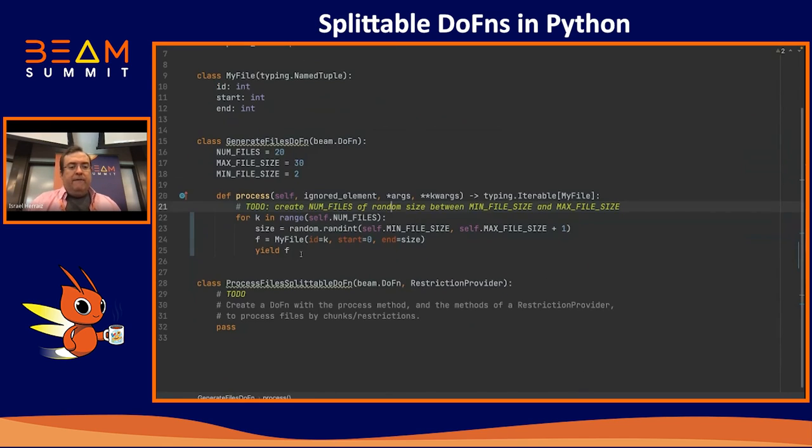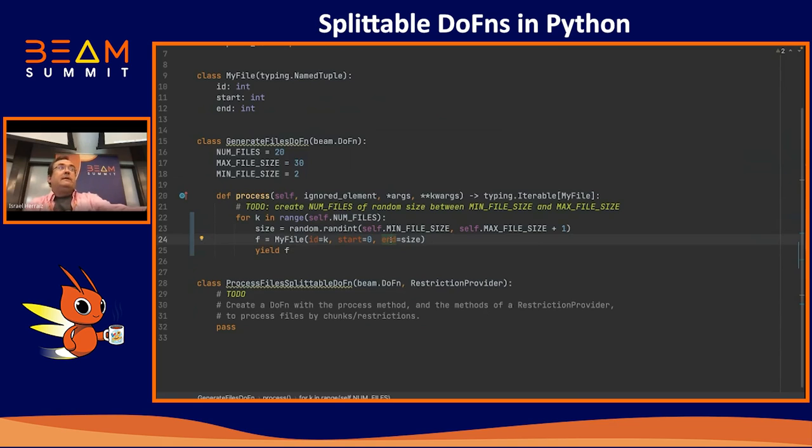Great. So this first DoFn is not splittable, it's very simple. It's just a DoFn. We have our files, up to 20 files, that are going to be the input for this one here. And we have to process in chunks. Our chunk is going to be one. So the start is going to be zero, the end is going to be some number, and we're going to go number by number. We could go 10 by 10, but for simplicity, we're going to go just number by number.